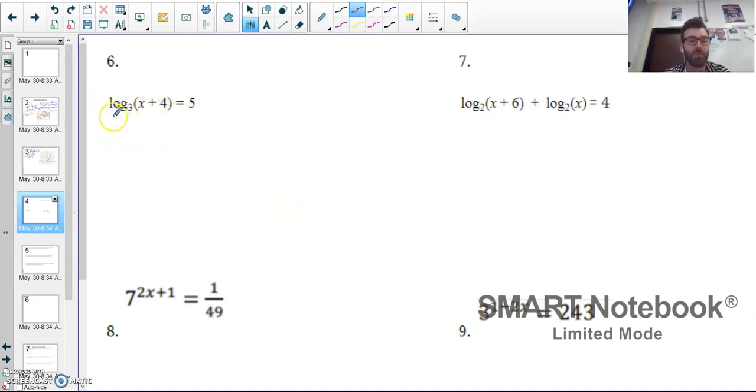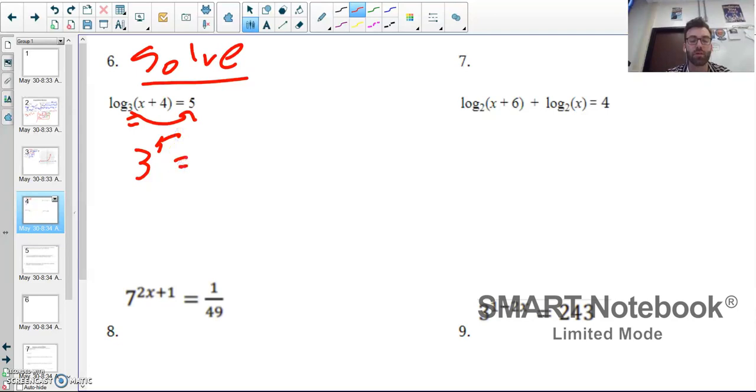Okay, so anyway, I have a log on one side here. I want to solve for x, so if there's a log on one side, I want to rewrite this into exponential form. My base is 3. Remember, circle of life: 3 to the 5th power equals x plus 4. And then we can just solve it from there.